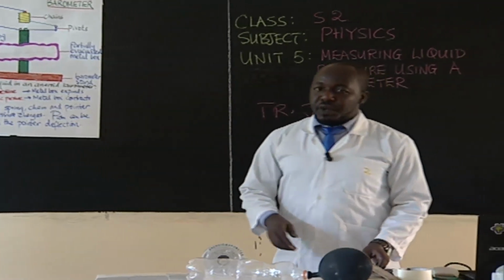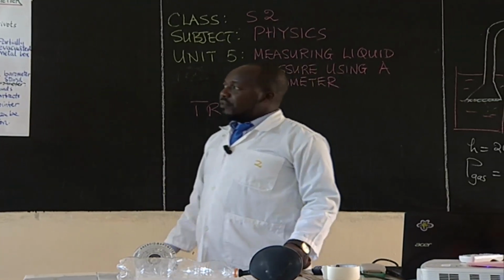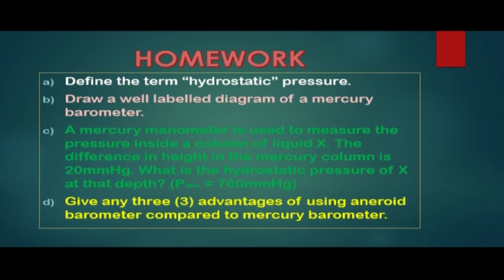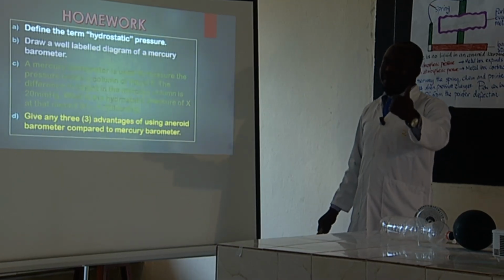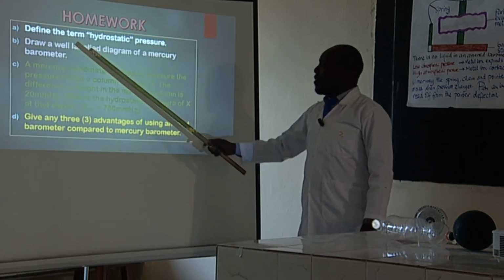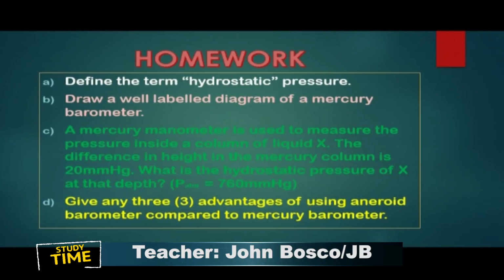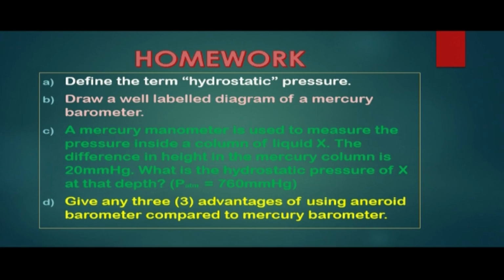And so to end our lesson, I'll leave you with this homework to do. Quite very easy. One, define the term hydrostatic pressure. So what is hydrostatic pressure? Two, draw a well-labeled diagram of a mercury barometer. That's something that we had looked at before. So can you draw that diagram?